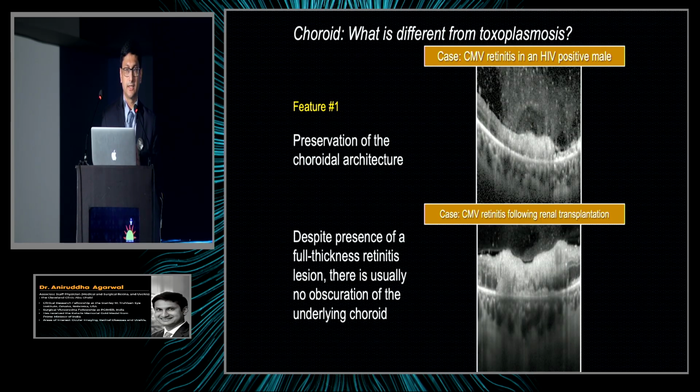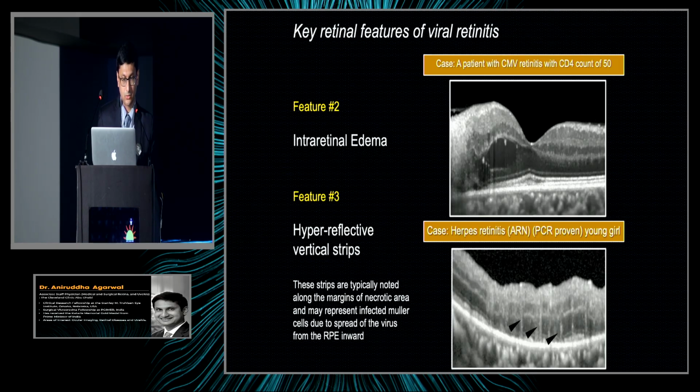But what's different in toxoplasma, and very obvious in a toxoplasma lesion, is the disruption of the choroidal architecture. Now you have two case examples here. Both are CMV retinitis, one is HIV, and one is a renal transplantation. And you realize that the RPE, or the underlying choroid, is almost normal. You don't have focal swelling of the choroid.